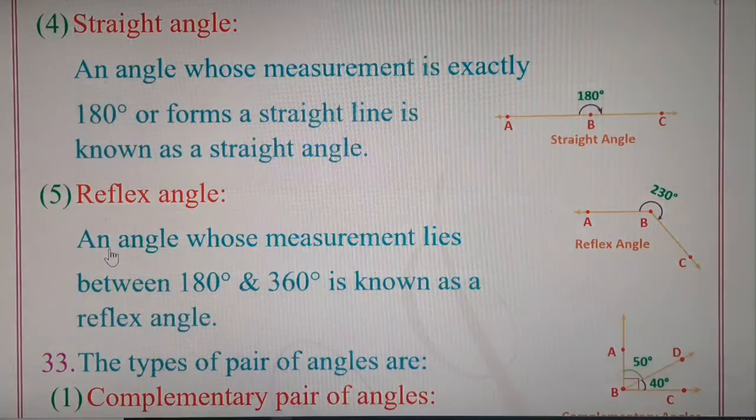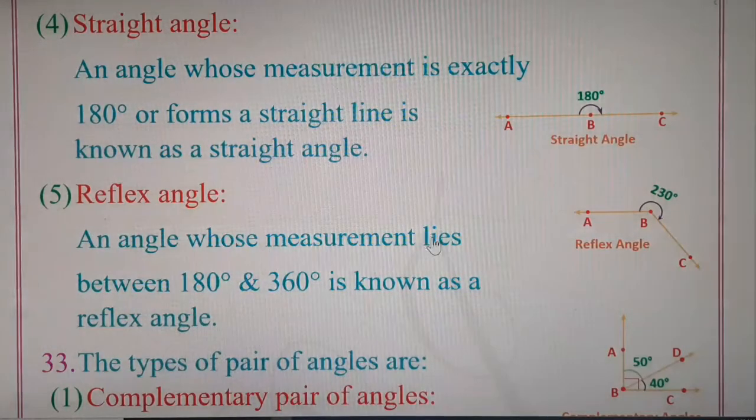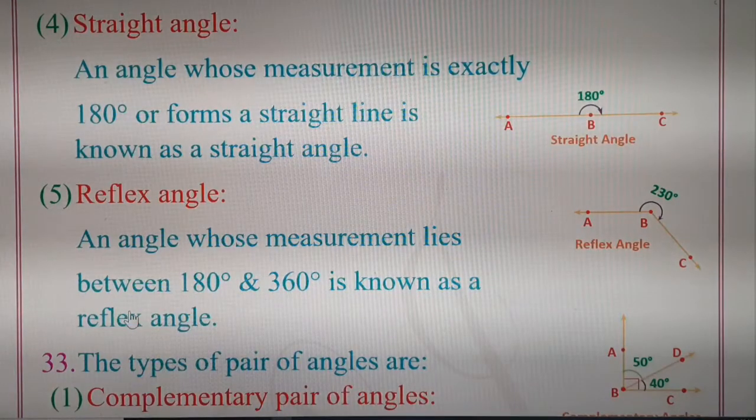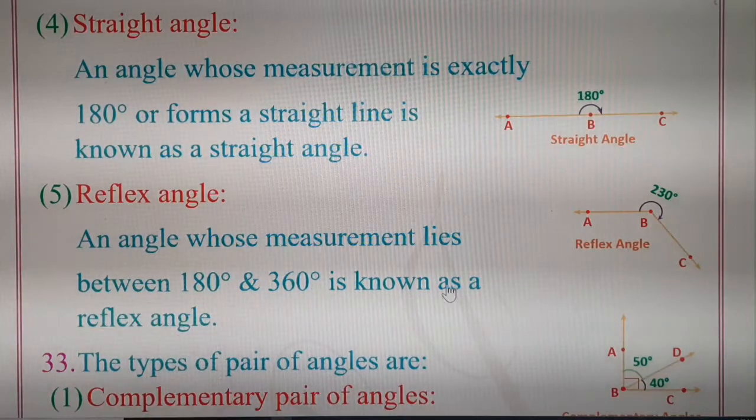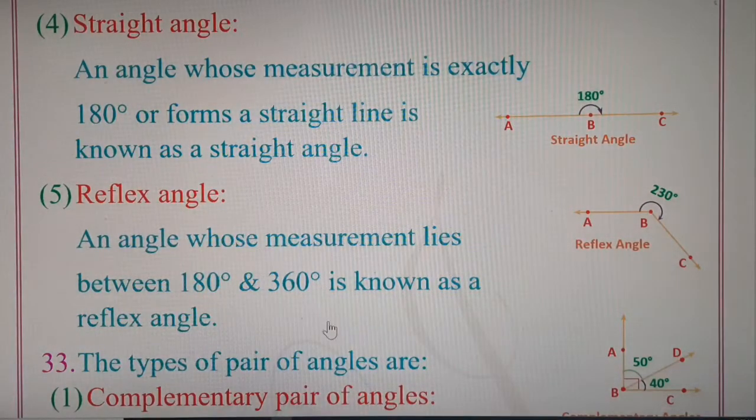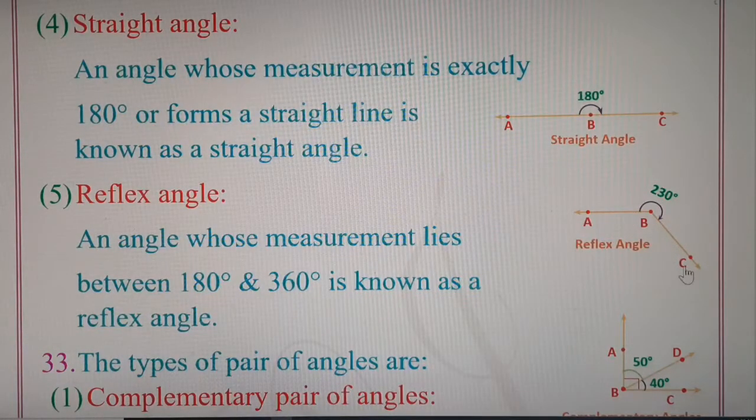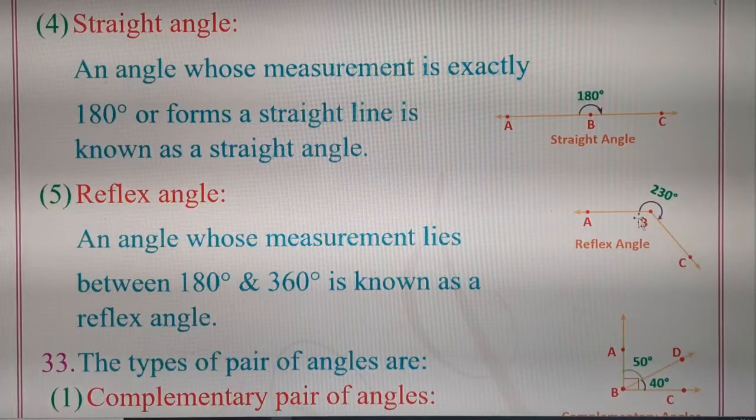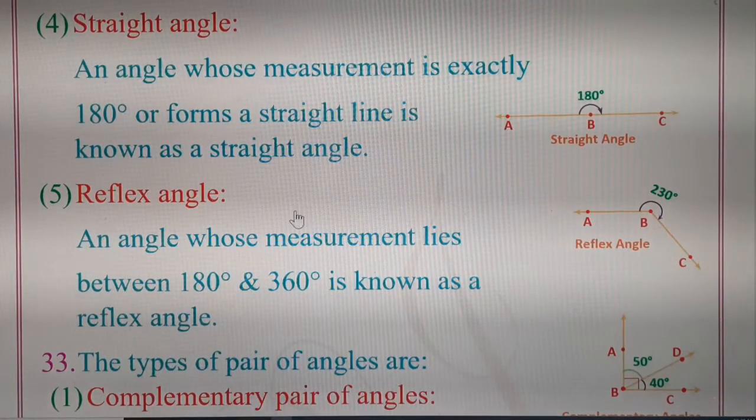So this particular angle will form a reflex angle because its degree measurement is greater than 180 degrees. So the definition we will learn is: a reflex angle is an angle whose measurement lies between 180 degrees and 360 degrees. Any angle whose degree measurement is greater than 180 degrees and less than 360 degrees is known as a reflex angle. So children, we have to understand these 5 types of angles and remember their definitions.